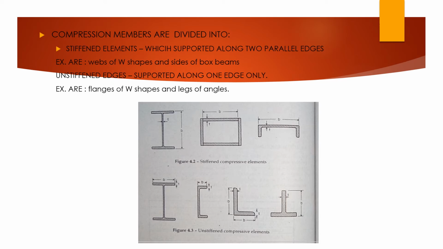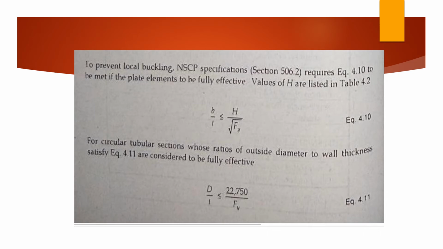So, in design, to prevent local buckling, we have the NSCP specifications, section 506.2, which requires equation 4.10, where B over T is less than or equal to H over the square root of Fy, which is the yield strength. So, our plate elements must meet this to be effective in preventing local buckling.